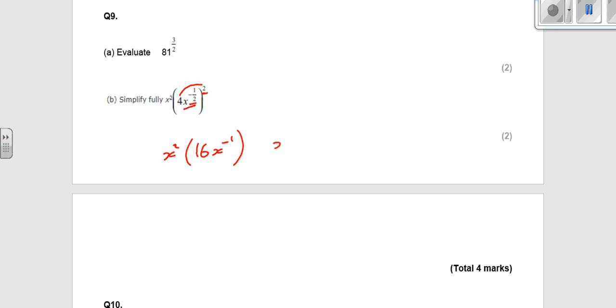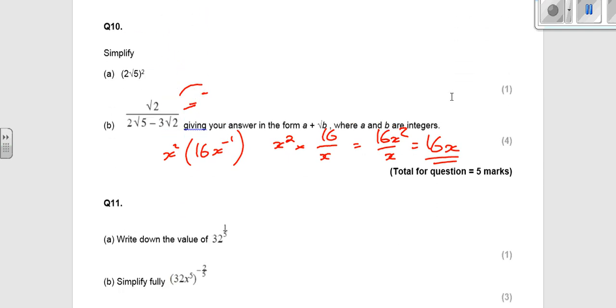Now x to the power of minus 1 is simply 16 over x to the power of 1. Because remember, when you've got a negative power, put it down underneath and make it positive. So x squared times 16 over x. So that's going to be 16x squared over x. And you just cancel an x out from the top and the bottom, leaving you with 16x. And that's question 9, getting towards the end now.